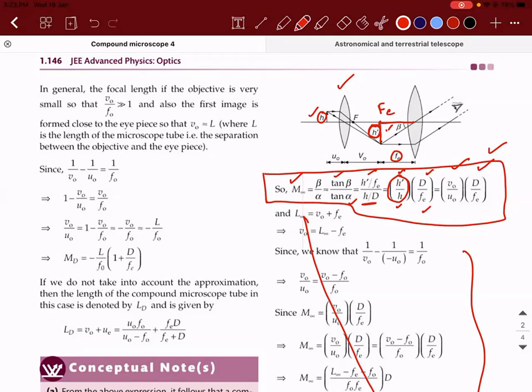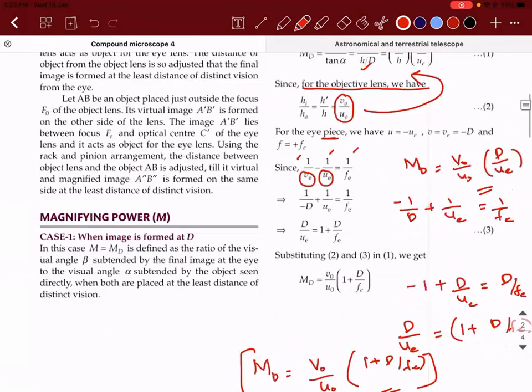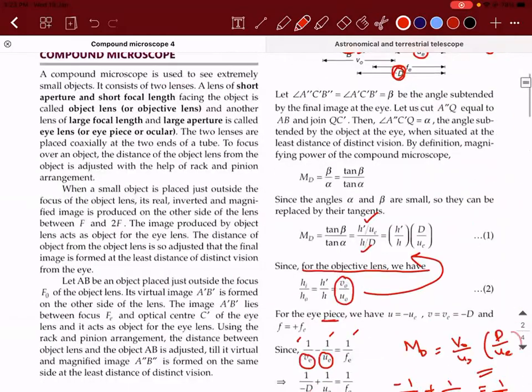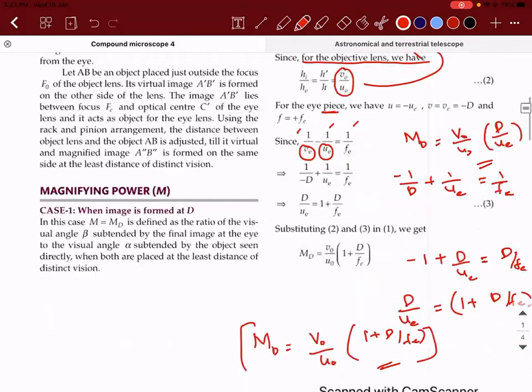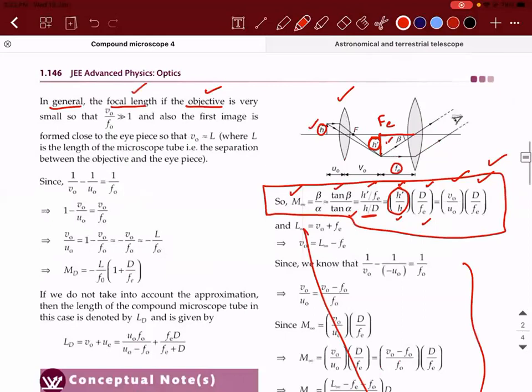Okay, listen to this. In general, the focal length of the objective, in reality, is less. That's what is mentioned in the beginning of the derivation also: a short aperture and short focal length lens facing the object, called the object lens, is used. Same logic. So the focal length of the objective is very small. So we can say V naught divided by F naught is considered to be very much greater than 1.